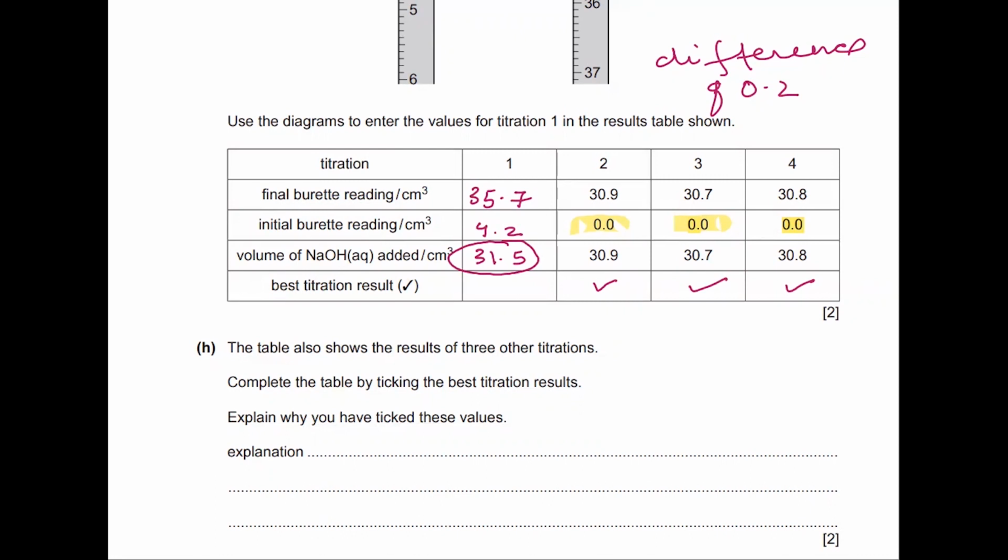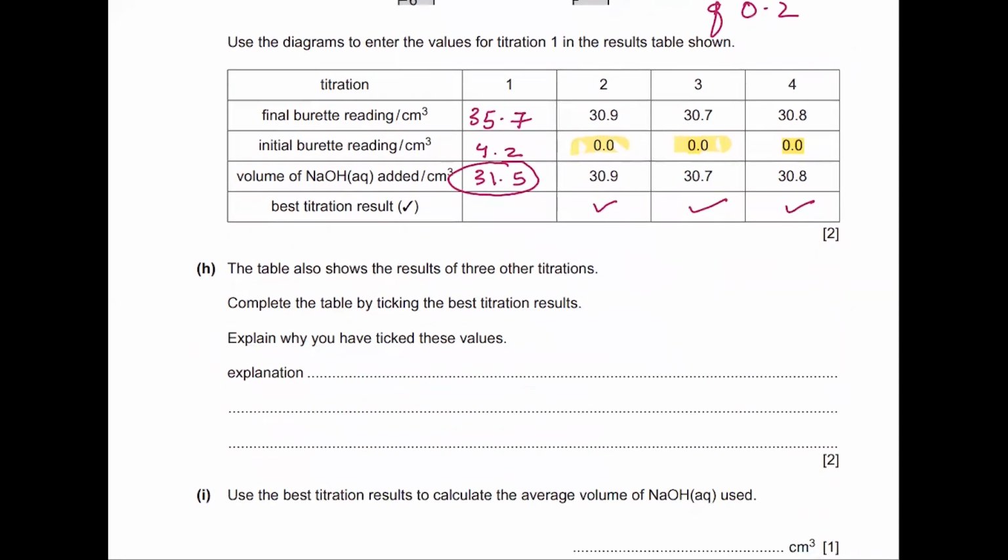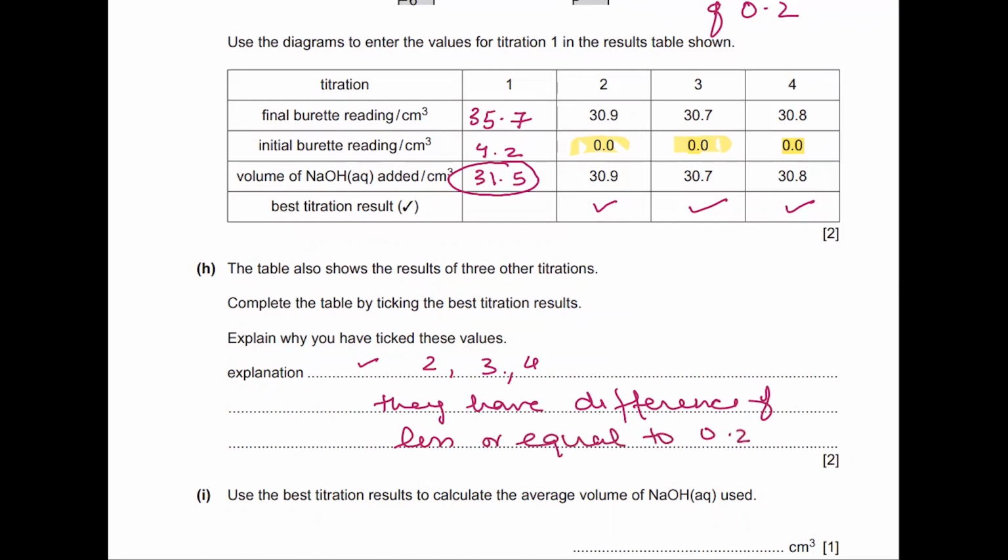They're also asking for an explanation. The table shows the results of the 3 other titrations. Complete the table where we have already put a tick, and explain why you have ticked these values. So we are putting the tick under experiments 2, 3, and 4. The reason is they have a difference of less than or equal to 0.2. So they are supposed to be your best titration results.